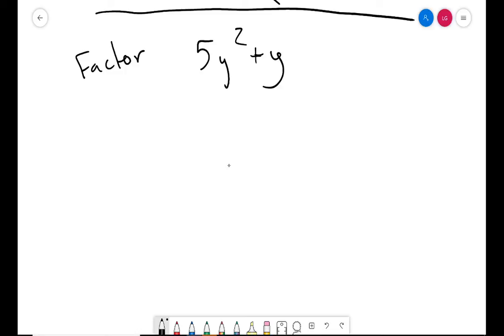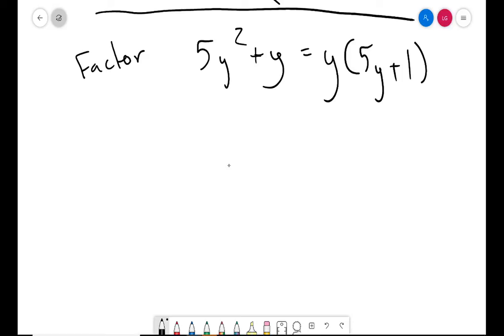Five y squared plus y. Now we look at coefficients. Well, 5 and positive 1, nothing in common there. Technically positive 1, but you can pull that out infinitely many times and it doesn't affect the terms, because multiplication by 1 or division by 1 just yields itself. But we can also look to the variables, right? I pulled out a c in the last one. In this one, pull out 1y. Y times (5y plus 1).